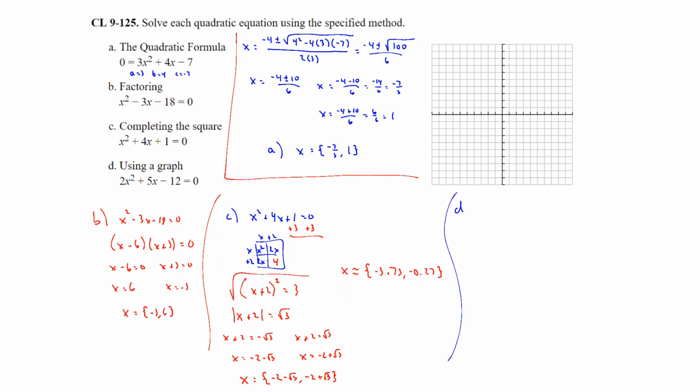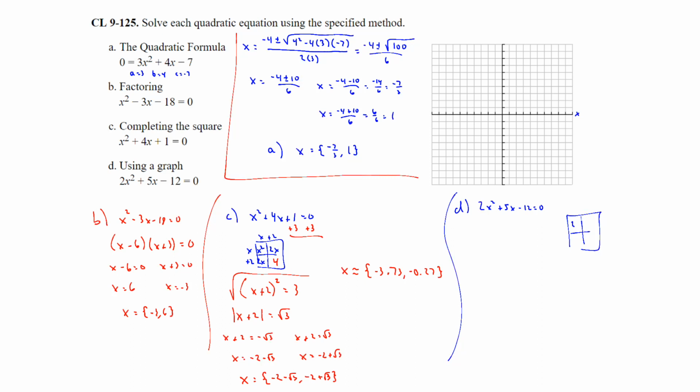Alright, part D, we're going to use a graph, so we're going to have to find some important information as we solve by graphing. And when we're solving by graphing, remember, we're looking for the x-intercepts. Where does the graph cross the x-axis? So when y is 0. So the first thing is, looking at this, maybe we try to factor it first to see if it is factorable. So let's find out.